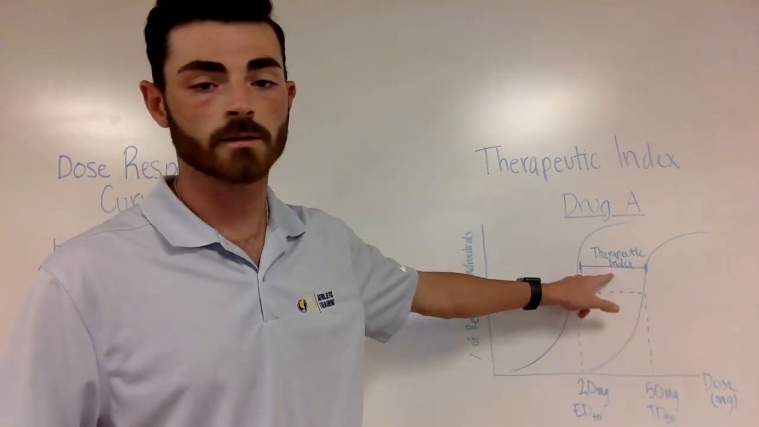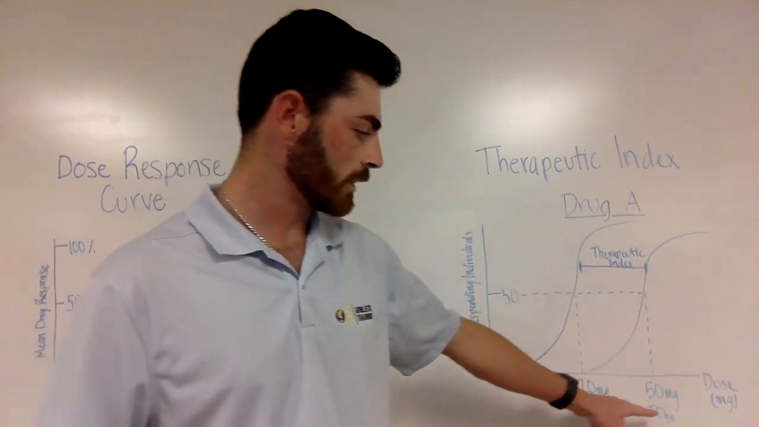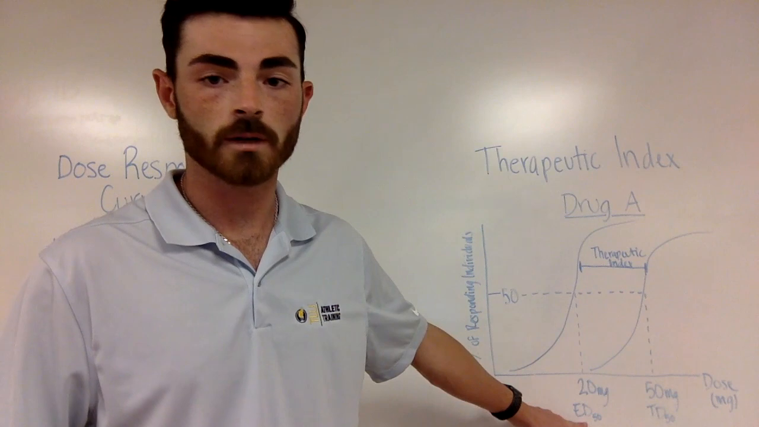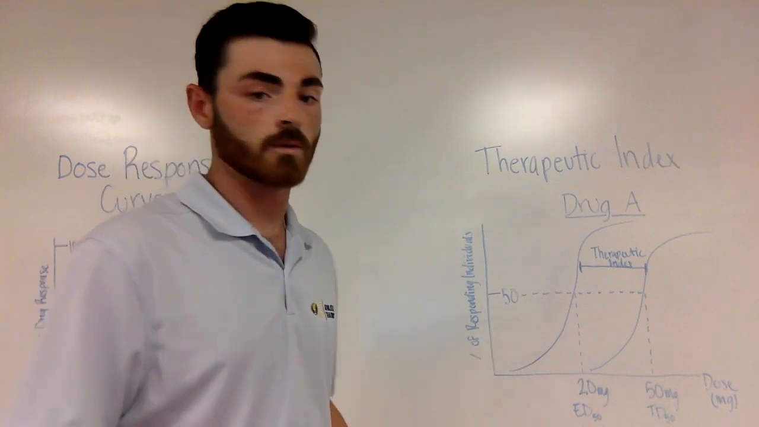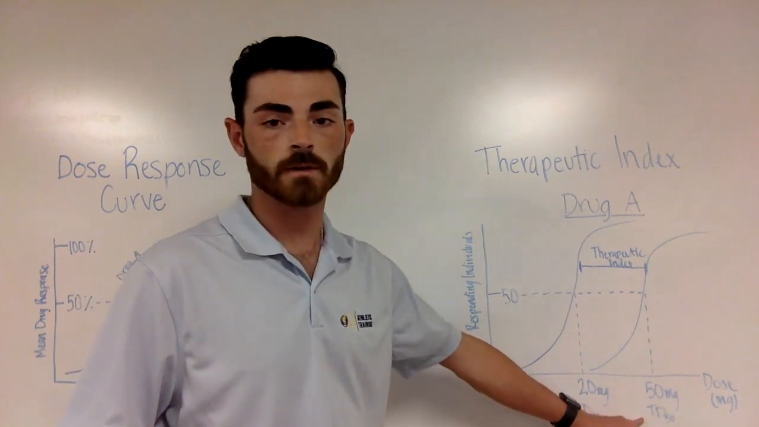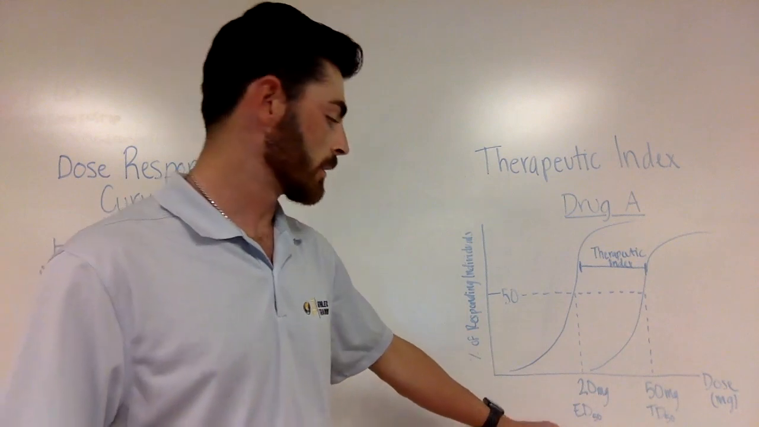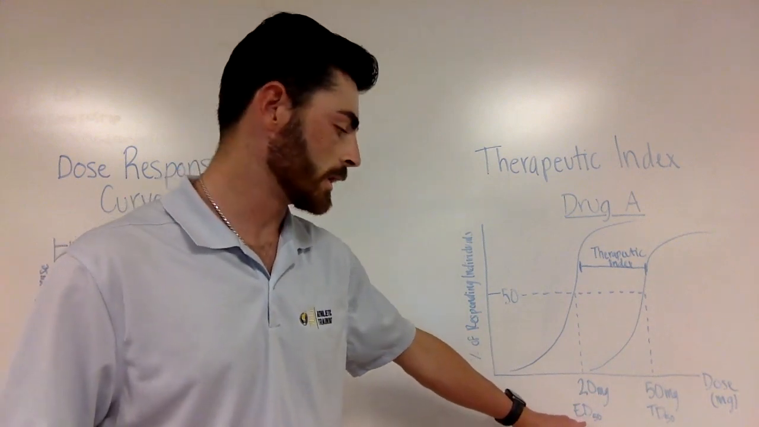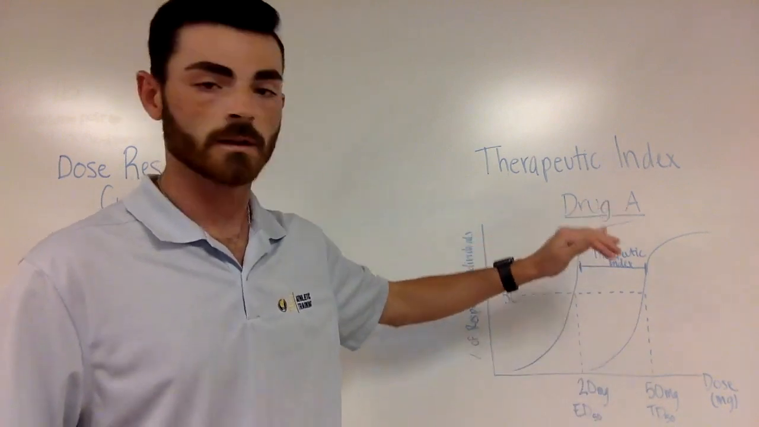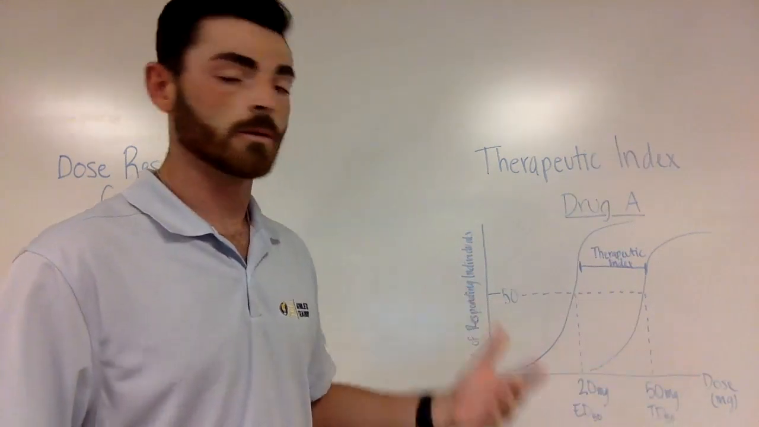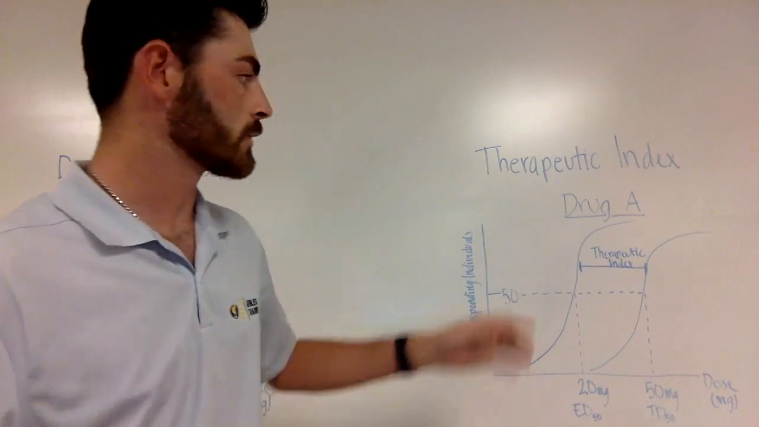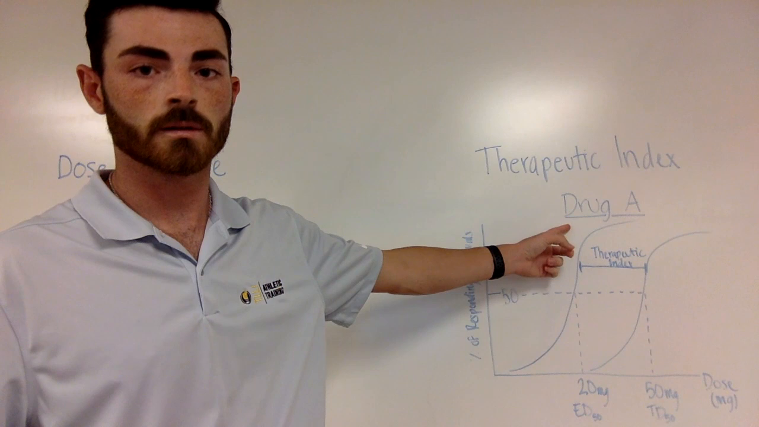And so in order to calculate your therapeutic index, you're going to come down here and look at the TD50 of 50 milligrams and the ED50 of 20 milligrams. And so basically the calculation that you're going to do is you're going to take the 50 milligrams or the TD50 and divide that by your 20 milligrams or your ED50. And so for drug A, that would look like 50 divided by 20. And when you do that calculation, you're going to come out with the answer of 2.5. And so drug A's therapeutic index is 2.5.